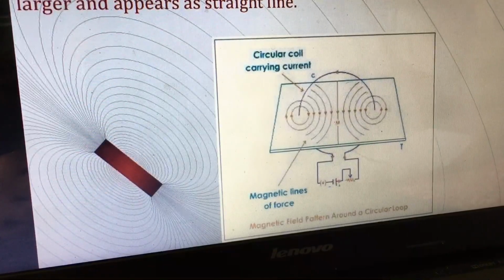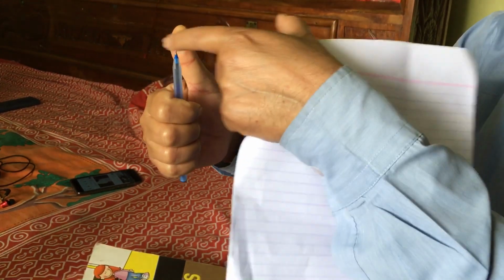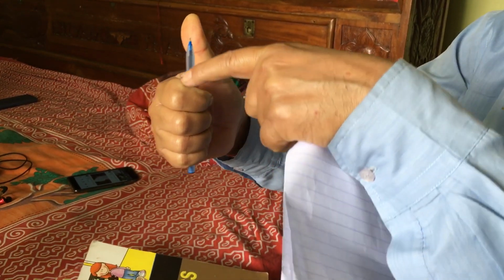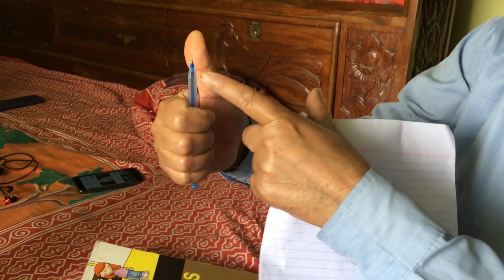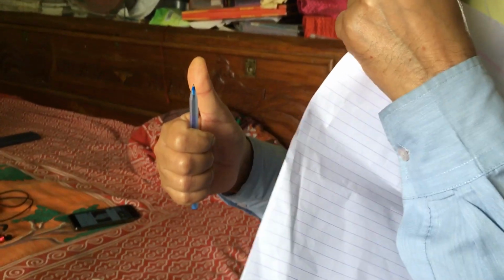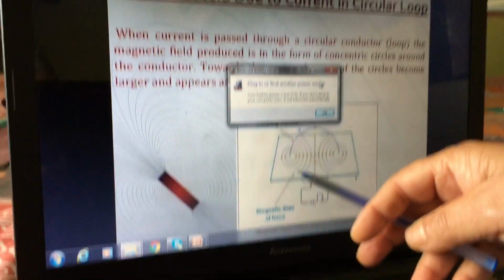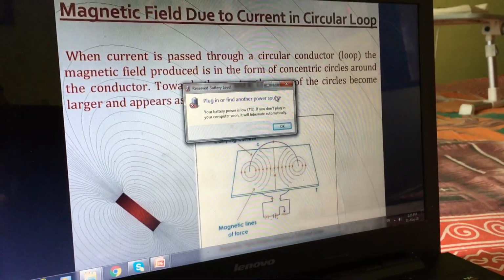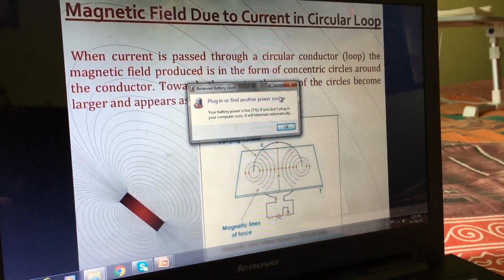In the case of a straight conductor, current is passing toward the thumb, and the bent fingers give the direction of magnetic field. Suppose that this bent finger is the direction of current, then the direction of magnetic field is what? Perpendicular. So we know that when the current is passing through a circular loop, the magnetic field is perpendicular to the face of the conductor.